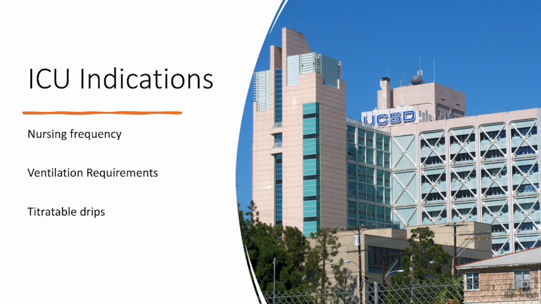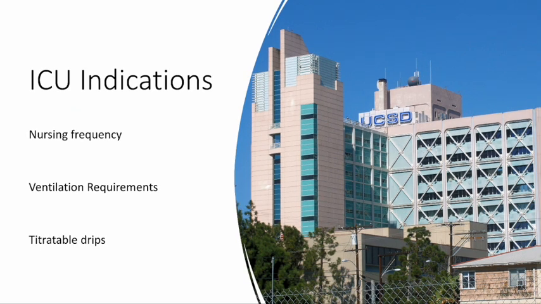Next big category are titratable drips. So any patient that's on a titratable drip, whether that's a pressor or an antihypertensive, has to be in the ICU. And the reason for this is that you order titratable drips with a set of parameters. For example, a systolic pressure greater than 100 and less than 160. And this is very time intensive for the nurses as the drip rate has to be constantly adjusted to meet a narrow set of parameters.